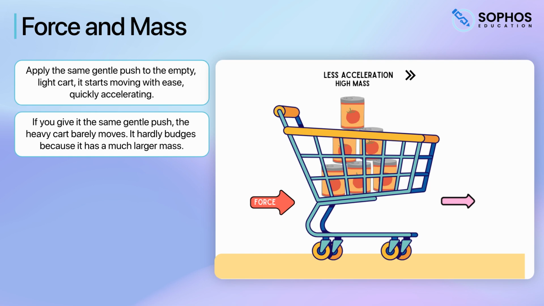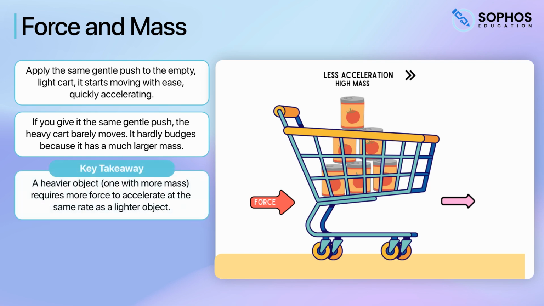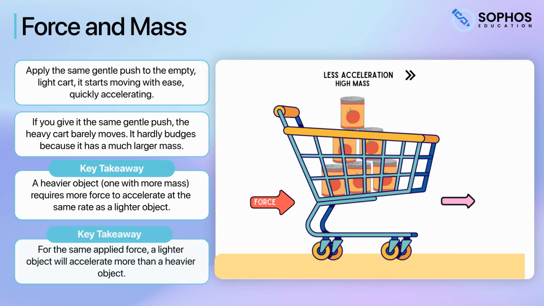From this, we can understand that a heavier object, one with more mass, requires more force to accelerate at the same rate as a lighter object. And for the same applied force, a lighter object will accelerate more than a heavier object.